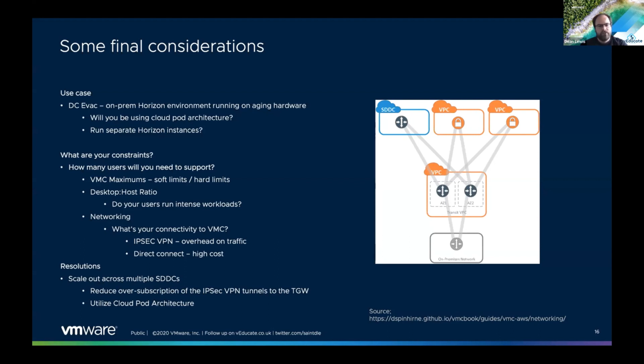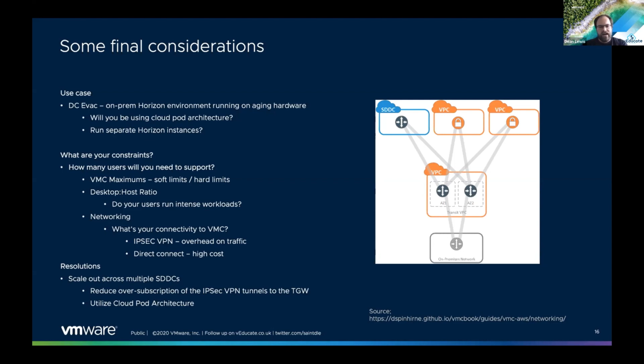You need to think about, first and foremost, are you going to be using the cloud pod architecture? So do you want to be able to load balance user services accessing the on-prem environment at the same time as the cloud version? Or are you going to run separate Horizon instances? So maybe you're going to go around your business and take groups of users and proactively move them so that they only consume the new Horizon environment running in VMC.